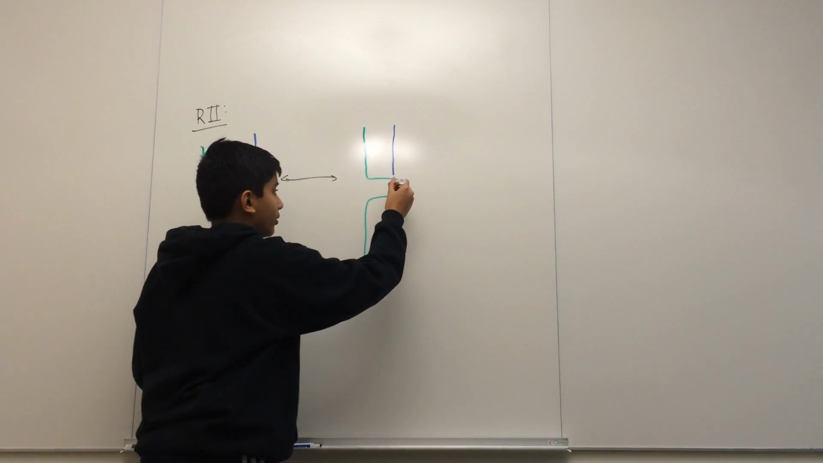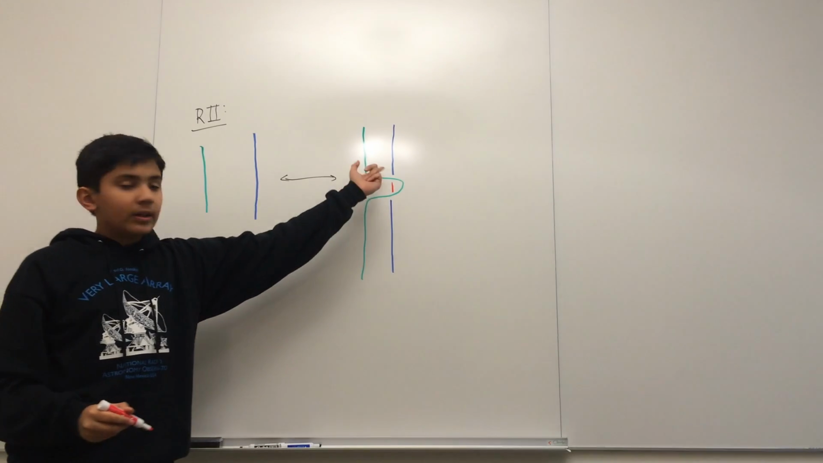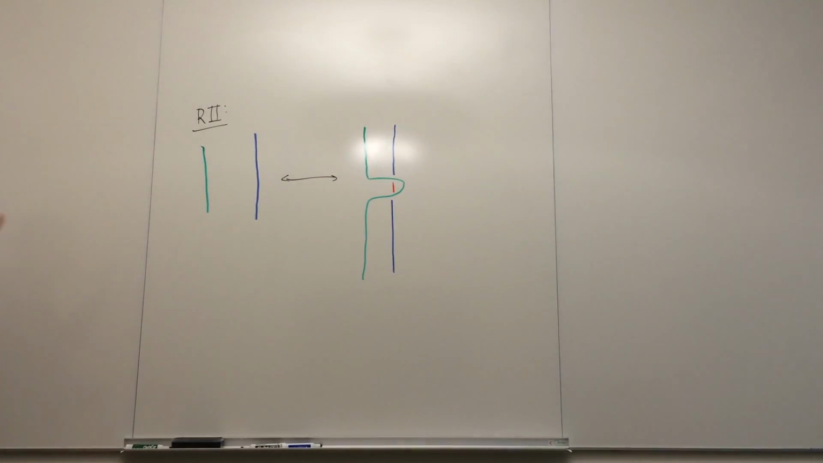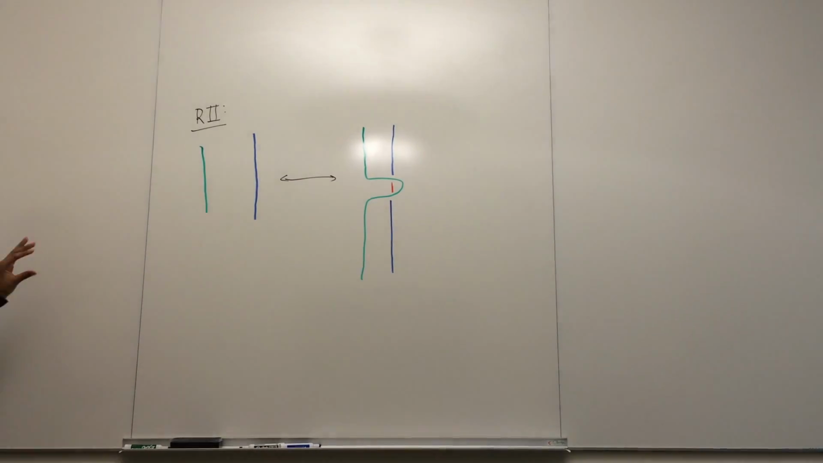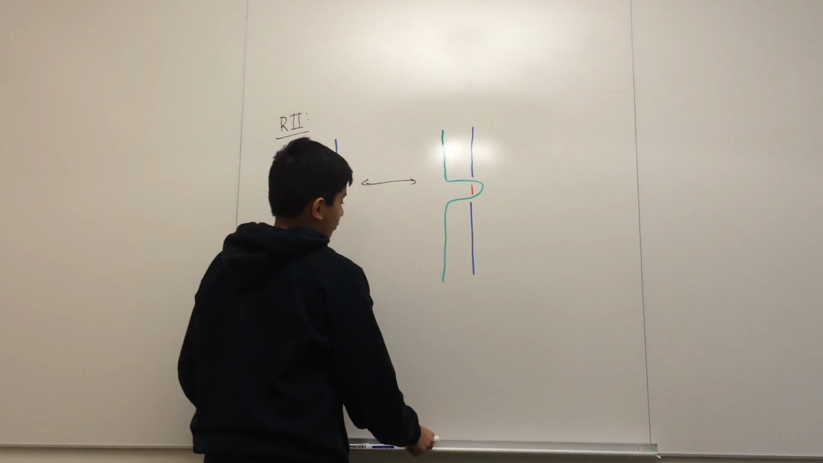Let's say you change it to red. Well, now that fixes the problem. Red, green, blue, this is tricolorable. So we have proven, at least for one case, that tricolorability is invariant under Reidemeister 2. Now finally to Reidemeister 3.